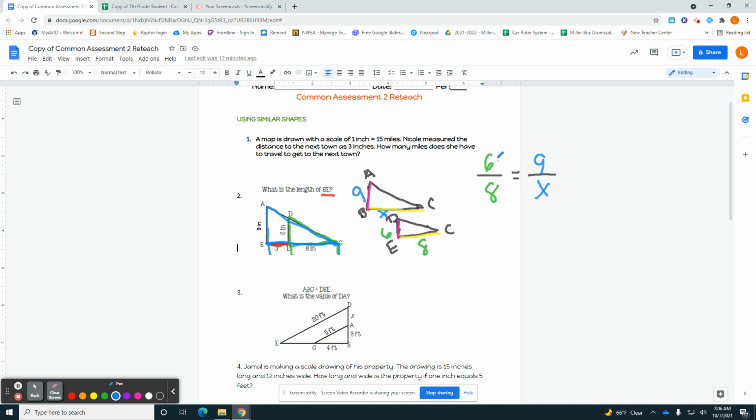Okay, so on my left hand side, I have my small triangle, and on my right hand side, I have my big triangle. So now I can cross multiply and solve. So you're going to have 6 times x and 8 times 9. Finish solving that out, and you should have your answer.